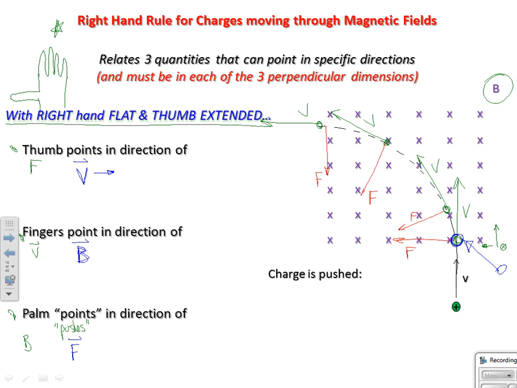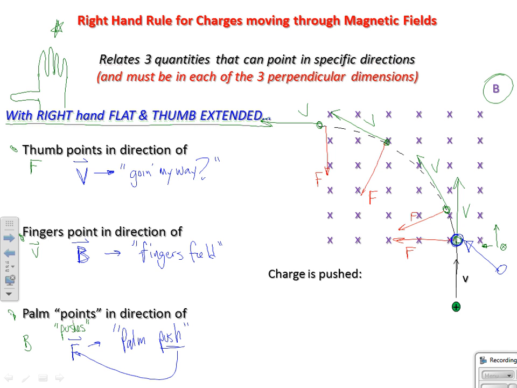If you're talking about your thumb in the direction of velocity, I say, hey man, going my way, bro? If you're hitchhiking, going that way. Right, that's the worst one. Now, this one I can say fingers in the direction of the field. And then I say, palm, push. Right? Because a force is a push. So that's how I remember it. Hey, you going my way, bro? Yeah, and then the fingers feel and then palm push.